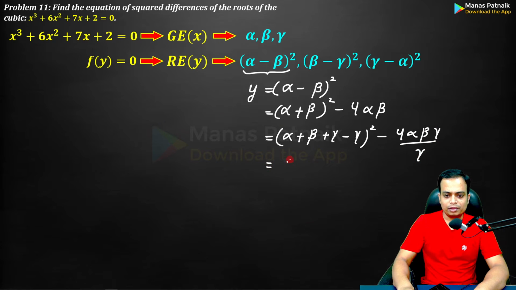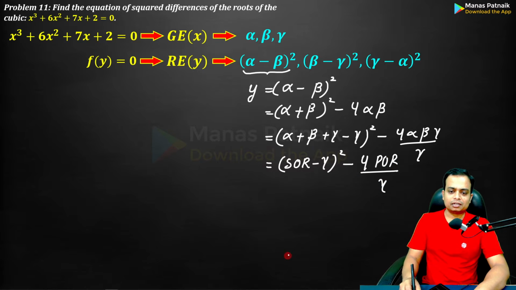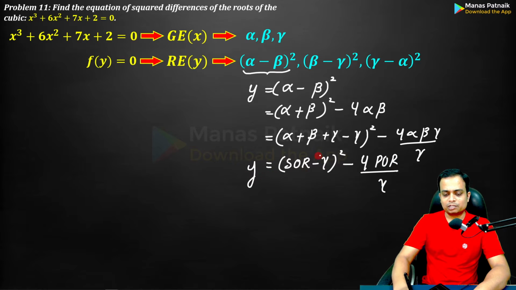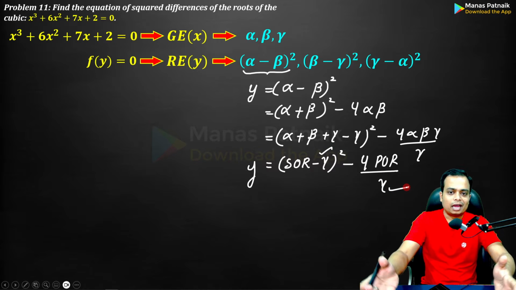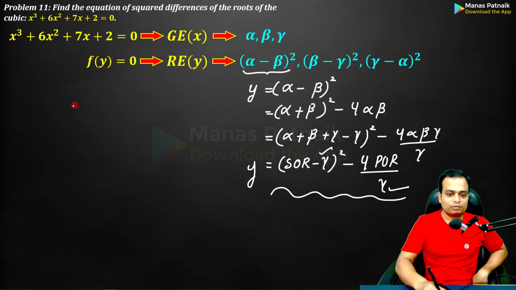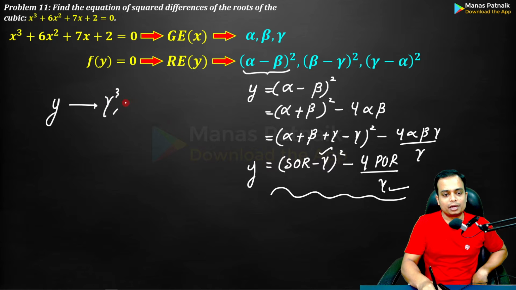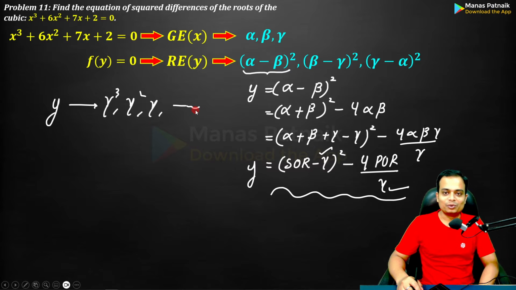Sir, here we'll end up with sum of the roots minus gamma and its square minus 4 times the product of the roots divided by gamma, isn't it, sir? Sir, we can clearly see that y has been expressed in terms of gamma and we can later on replace gamma with x and our job will be done. If you follow this approach, you are going to end up having terms like gamma cube, gamma square, gamma, and non-gamma terms also are going to be there.